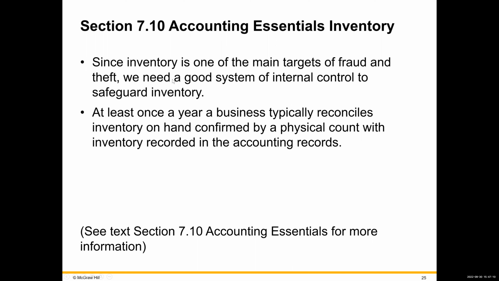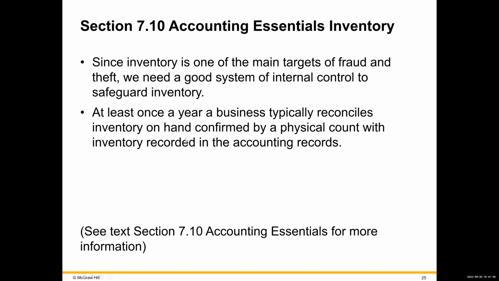And then the accounting essentials: inventory is one of those main targets of fraud and theft. So we do need a good system of internal control to safeguard our inventory. And we kind of learned about that, how to safeguard assets in accounting 4A. Now, we are on a perpetual system, right? So we track inventory coming in and we track inventory going out. So you say, why would we need a physical inventory count?